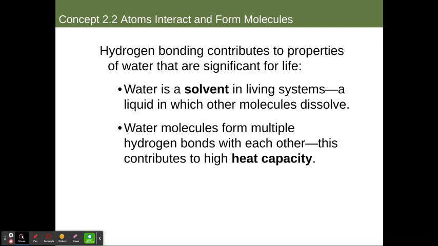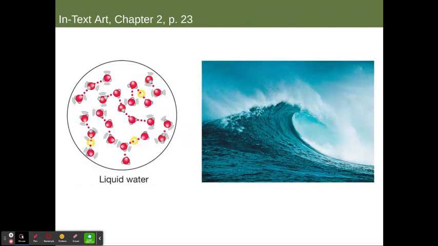Now, the next is the high heat capacity. Water molecules form multiple hydrogen bonds. This contributes to high heat capacity, meaning that it takes a lot of energy to raise the temperature of water.